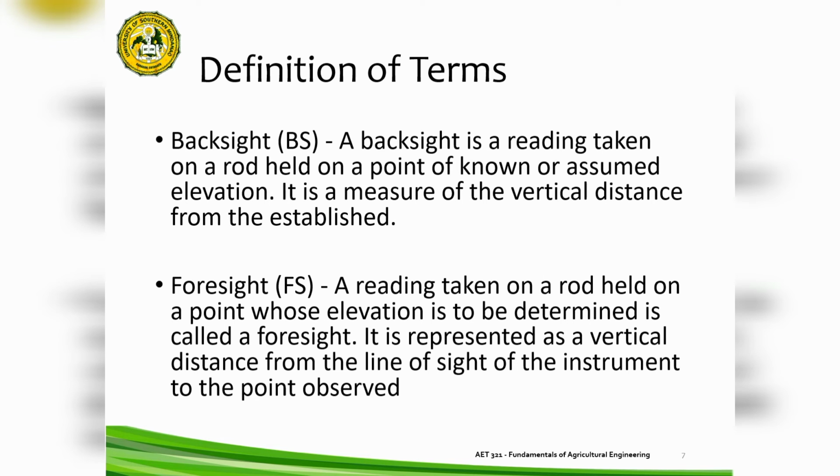A backsight is a reading taken on a rod held on a point of known or assumed elevation. It is a measure of the vertical distance from the established line of sight. A reading taken on a rod held on a point whose elevation is to be determined is called a foresight. It is represented as a vertical distance from the line of sight of the instrument to the point observed.